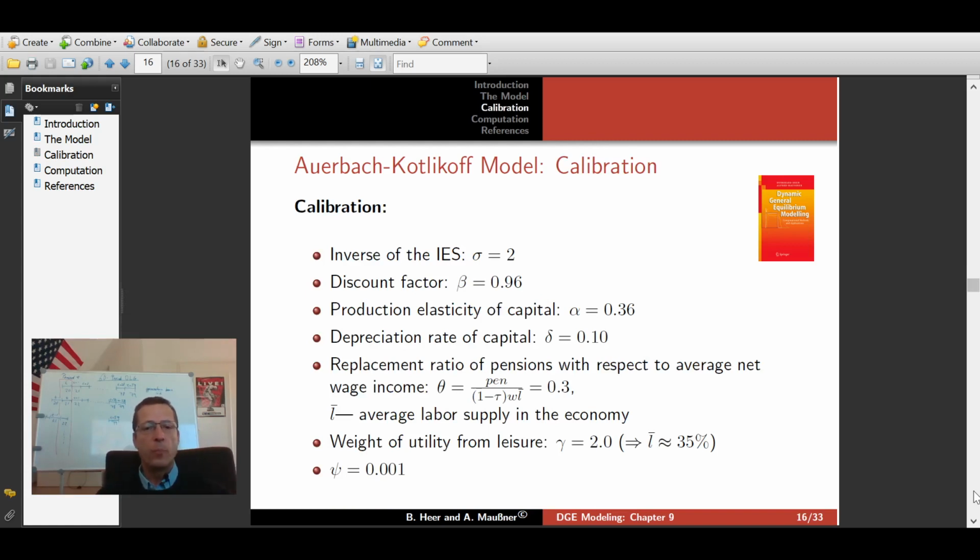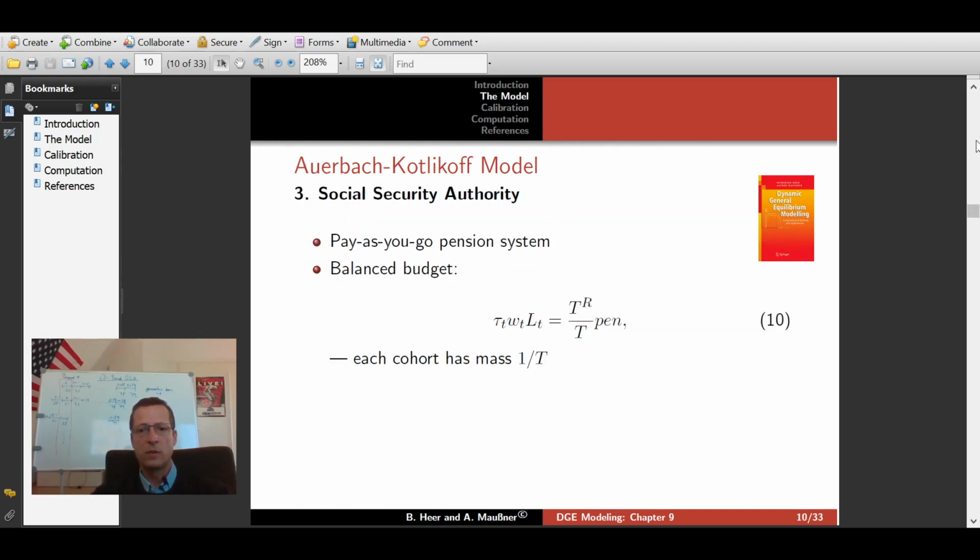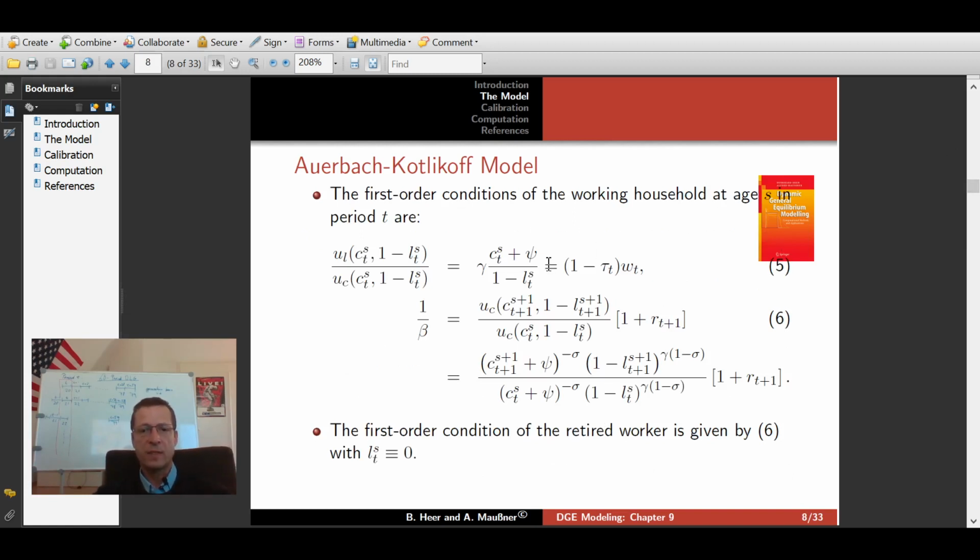We calibrate this model, and I've already pointed out to you the different calibration parameters while we went along in this video. So sigma, the inverse of the intertemporal elasticity of substitution, is set equal to 2.0. This provides a midterm empirical value that we observe and which was estimated in the empirical literature. We use a discount factor beta equal to 0.96, as we know it from the Ramsey model with annual periods. So take a look at the first order conditions, the Euler condition here in equation 6. In the steady state of the Ramsey model, the marginal utility from consumption is the same in all periods. So this first factor here drops out.